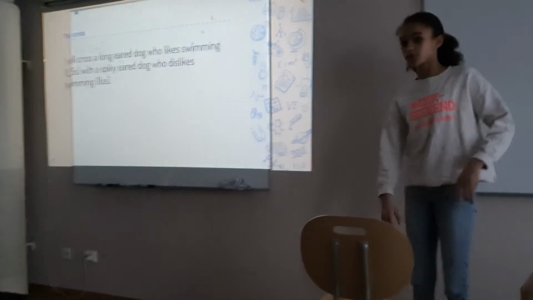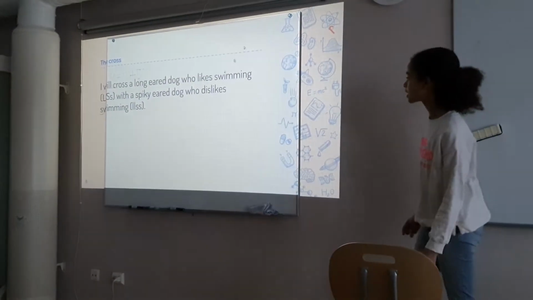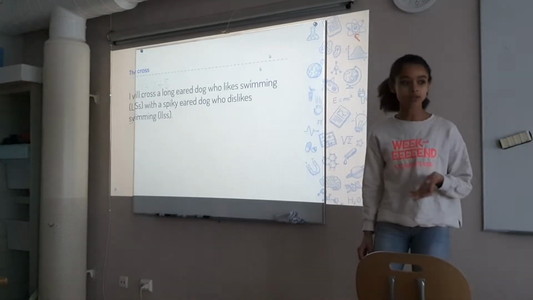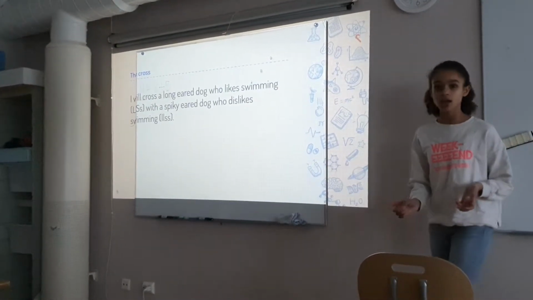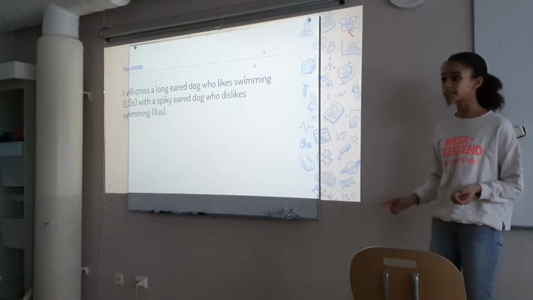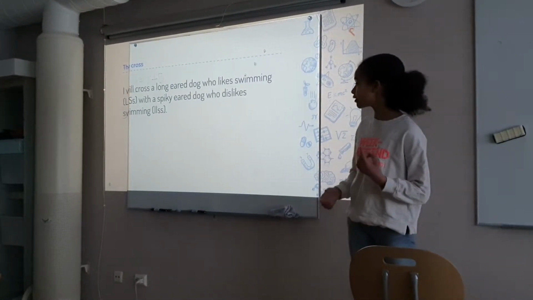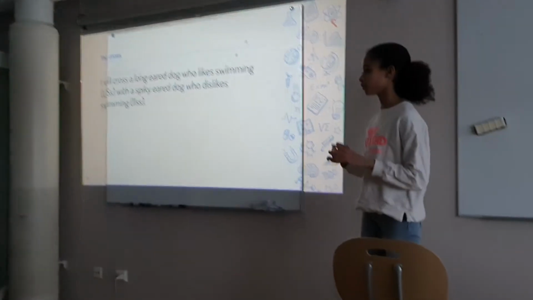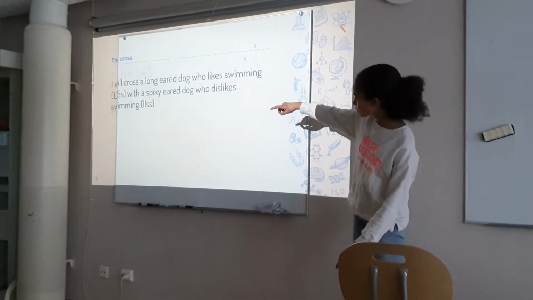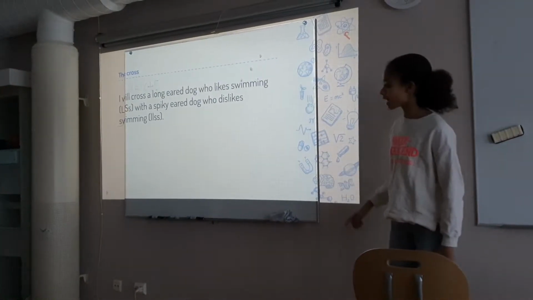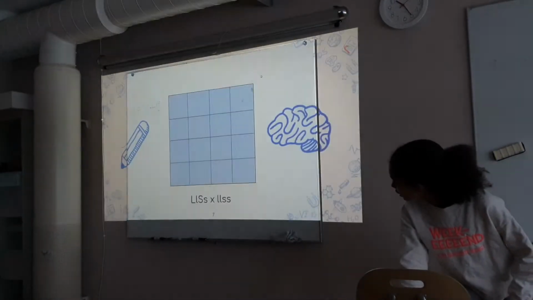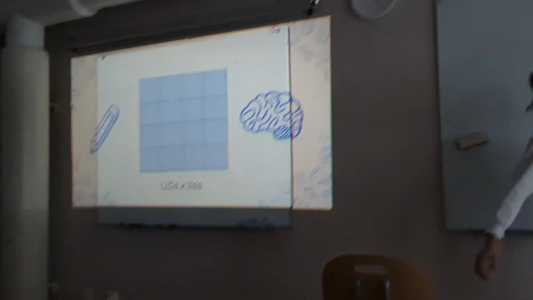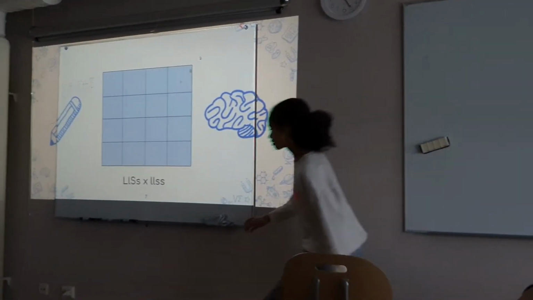For this Punnett square, I'm going to cross a dog that likes swimming and has long ears, so it'll be capital L, small l, capital S, small s. And a dog who has spiky ears and dislikes swimming, and that's small l, small l, small s, small s. So here we have this beautiful Punnett square that I'm going to fill out.